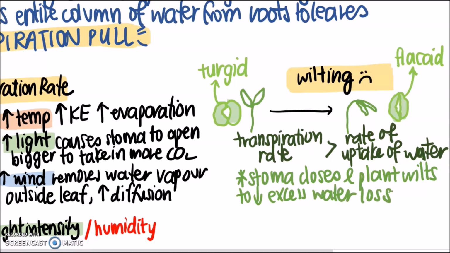Okay, so again, you must realize that when my stoma is closed, I am preventing water loss, but at the same time, I am also not able to take in any more carbon dioxide for photosynthesis. So the rate of photosynthesis will drop when I'm trying to save water. So you need to realize that there is a balance between these two processes, photosynthesis and transpiration, and there are trade-offs that the plant must make.